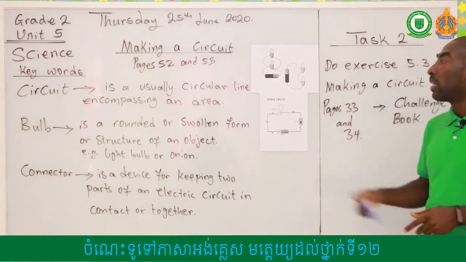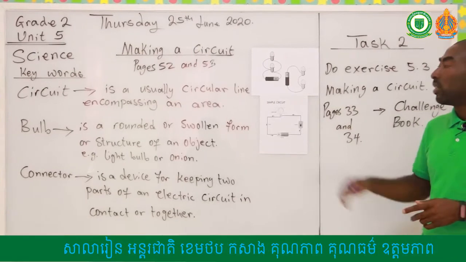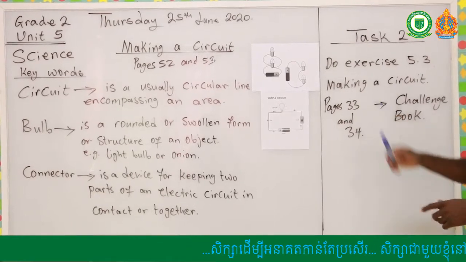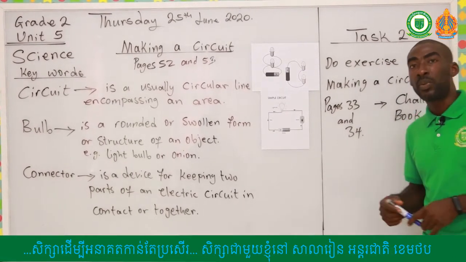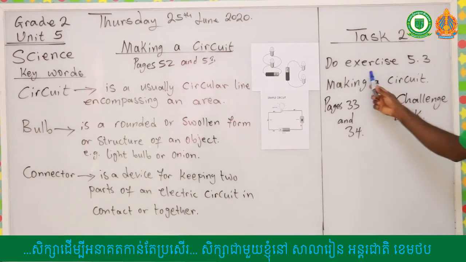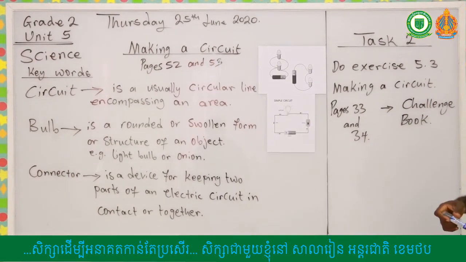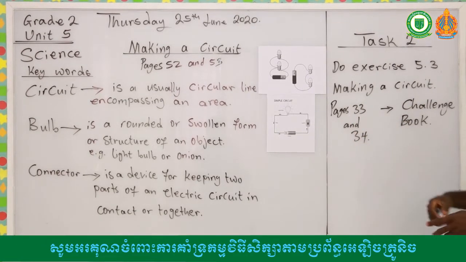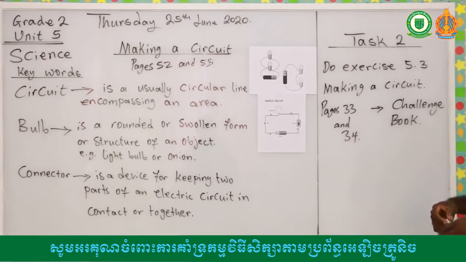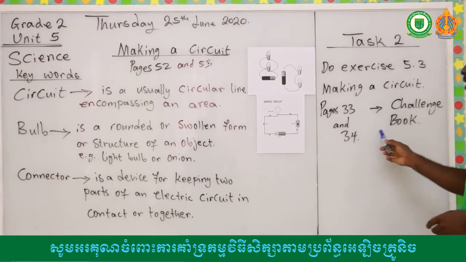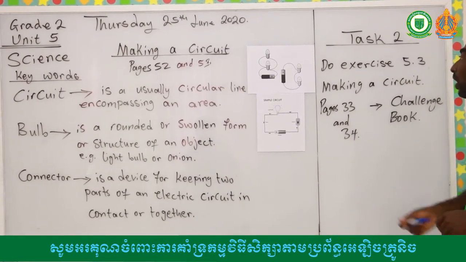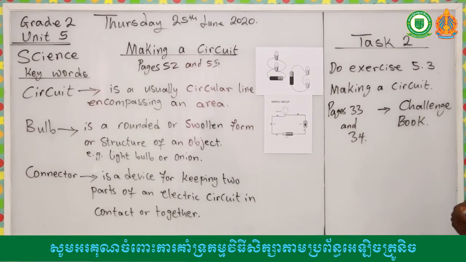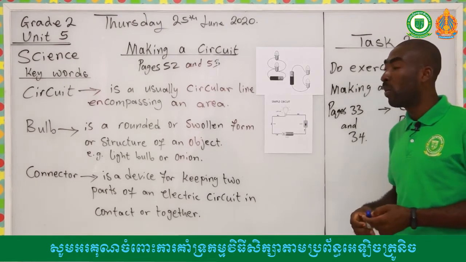A working circuit means that it is providing all the necessary energy or power for the light to light up, right? On this video, we will have our second activity, which is our task 2. So with task 2, we will do exercise 5.3, making a circuit. So please turn to pages 33 and 34 of the challenge book of your textbook, okay? So go to the challenge book, open at pages 33 and 34, and then please do exercise 5.3, making a circuit. Some of the outcomes will come of it, okay?